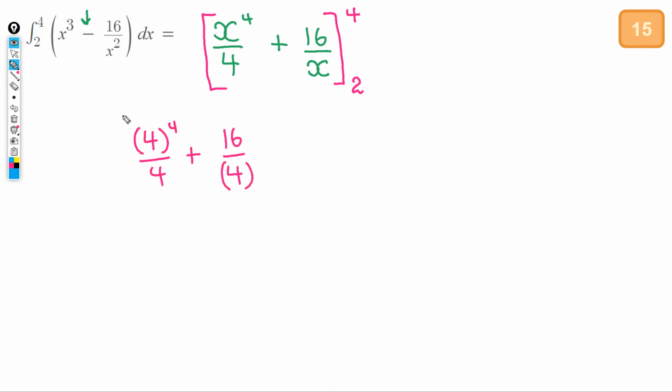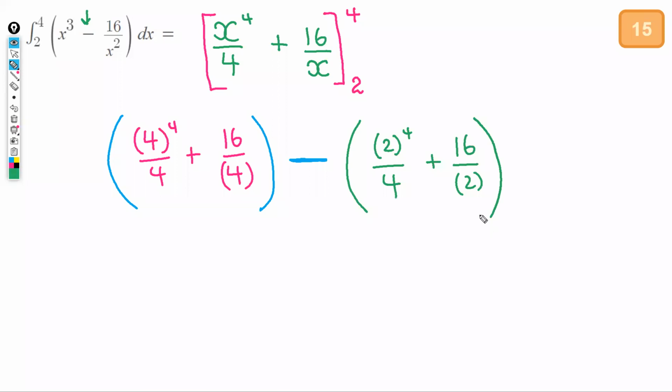Right. We'll put this in brackets. And then we have to put a big minus sign, right? And then the other one is this, right? You have 2 to the power 4 divided by 4 plus 16 divided by 2. Now you notice how I put this whole thing in 2 big green brackets, because this whole thing has to be minused. If you forgot these brackets, believe me, you'll get a different answer. The whole thing has to be minus.